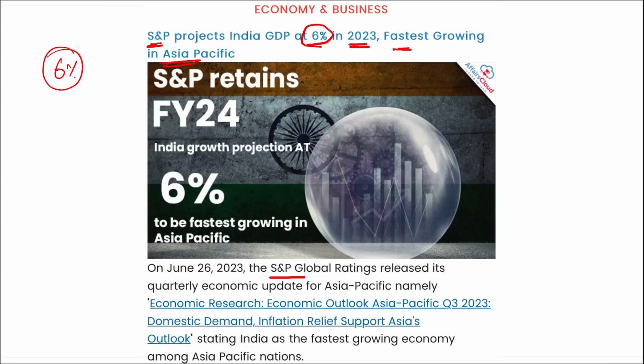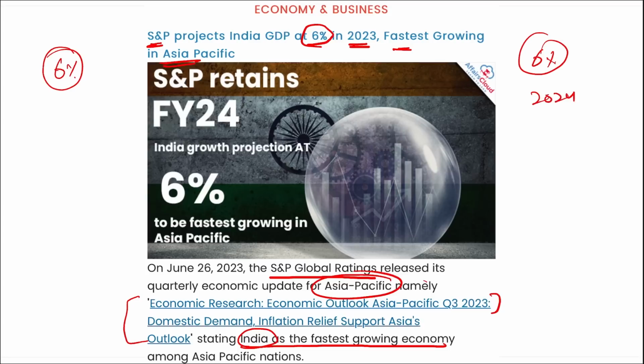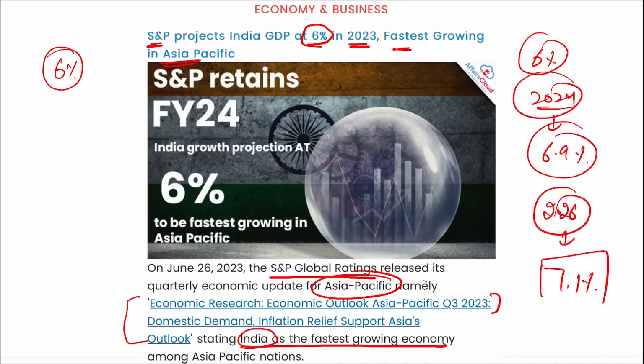So if we talk about it, S&P Global Ratings released their quarterly economic update for Asia Pacific. This was the name of the report that stated that India is the fastest growing economy among the Asia Pacific nations. The real GDP forecast for India in 2023 is 6%. For the years 2024 and 2025, it is expected to be around 6.9%. And for 2026, it is expected that India will be growing by almost 7.1%. Correct? Also remember, India, Vietnam, and the Philippines continue to lead with an average growth of almost 6.6% between 2023 and 2026. Correct?